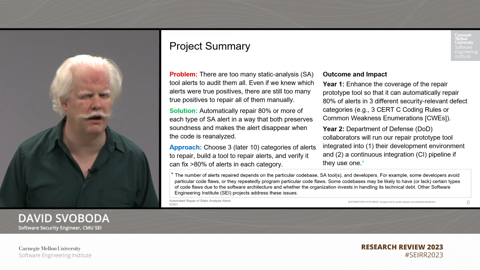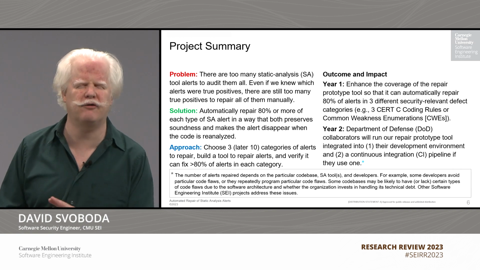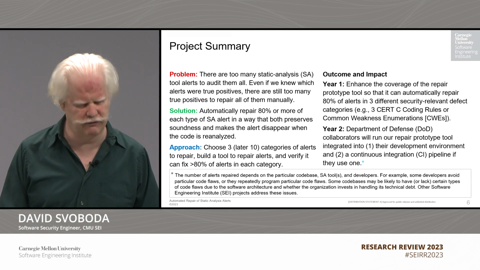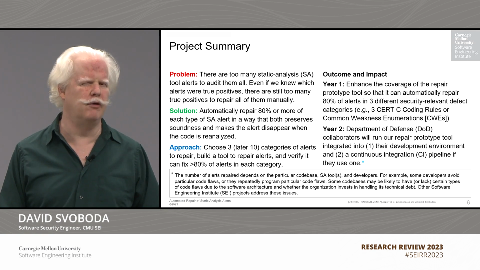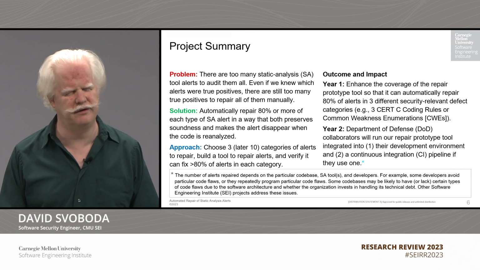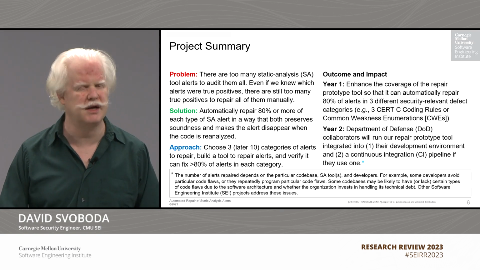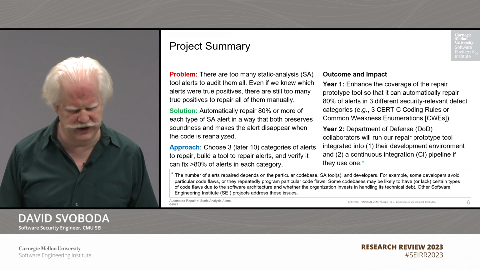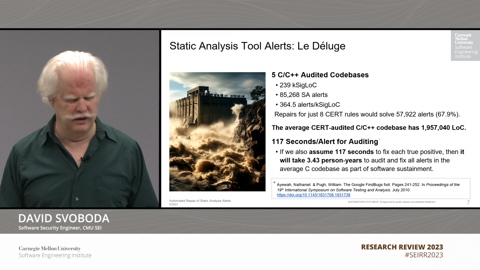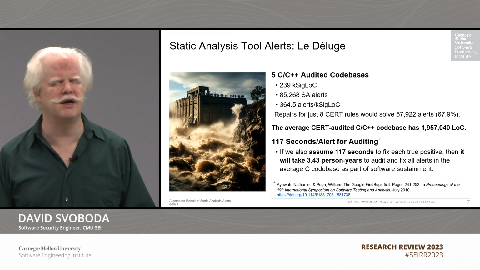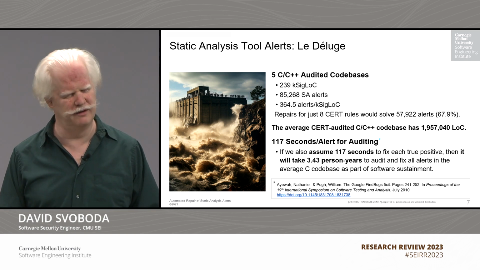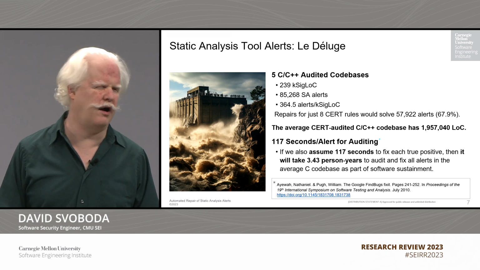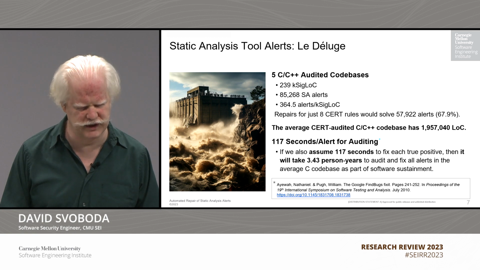We will build repair algorithms that repair 80% or more of static analysis alerts in each category for the code bases that we're working over. We'll build this for three types of problems in the first year, and for the next fiscal year, we'll extend that to 10 types. So let me go a little bit more into the particular problem, which I call the deluge, because anyone who's worked with static analysis tools on C and C++ code will know this.